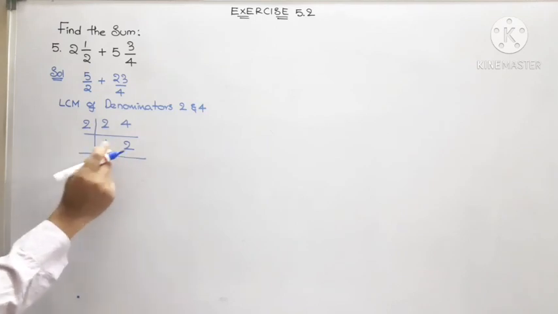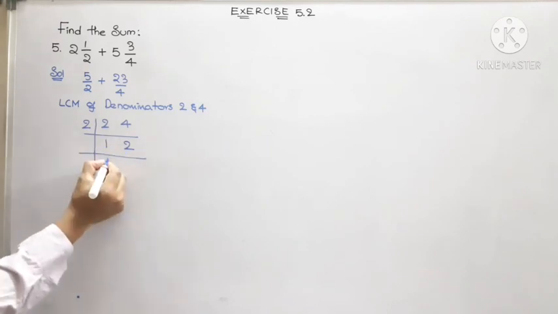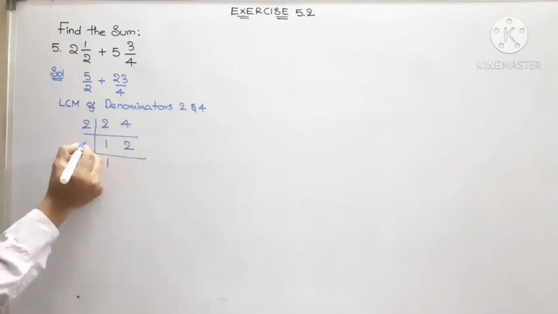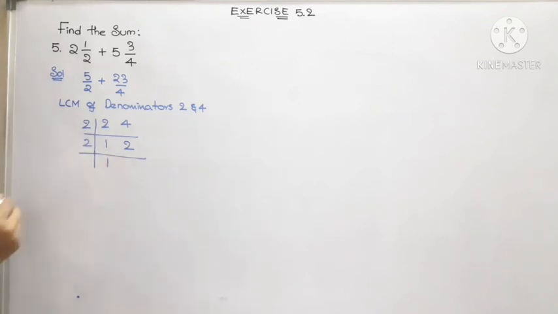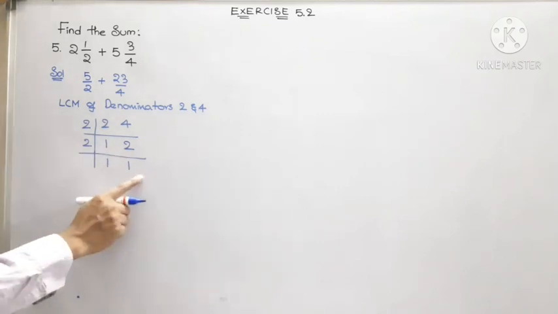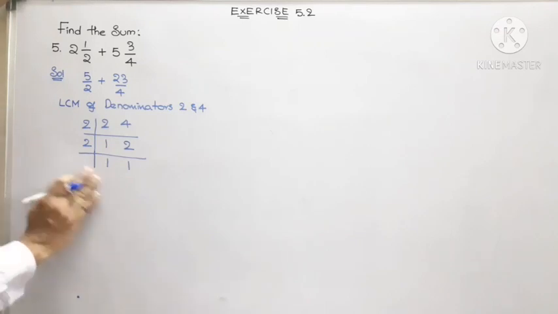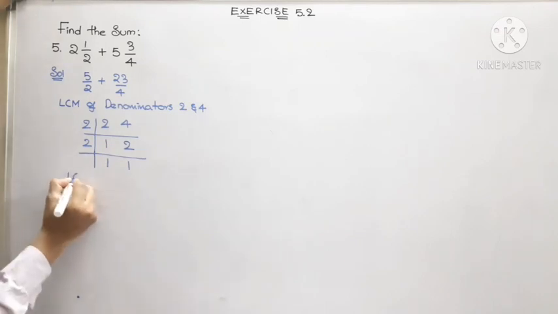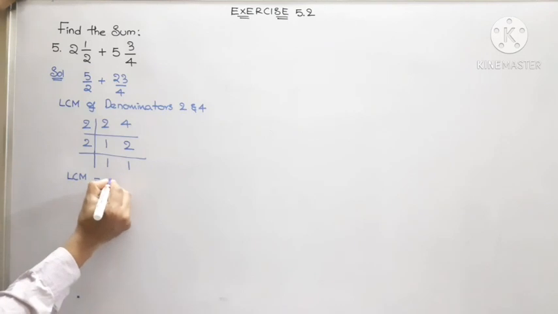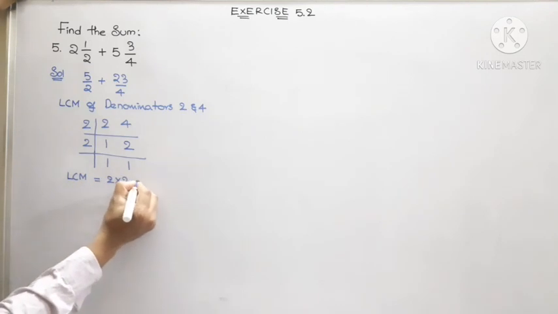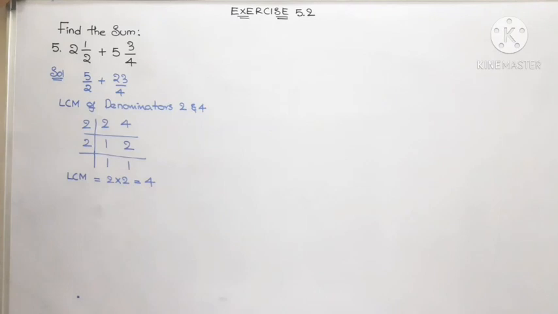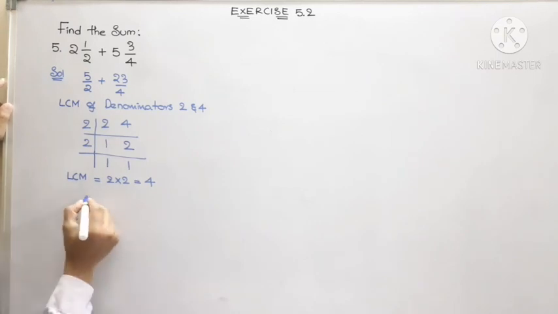As I told, if you see 1, you will drop that 1, and the least number which divides 2 is 2 table. 2 ones are 2. Now, as we got 1 and 1, it clearly indicates that we are done with our LCM process. Therefore, the value of the LCM is equal to 2 into 2, which is equal to 4. So now the LCM is 4. What will be the next step?